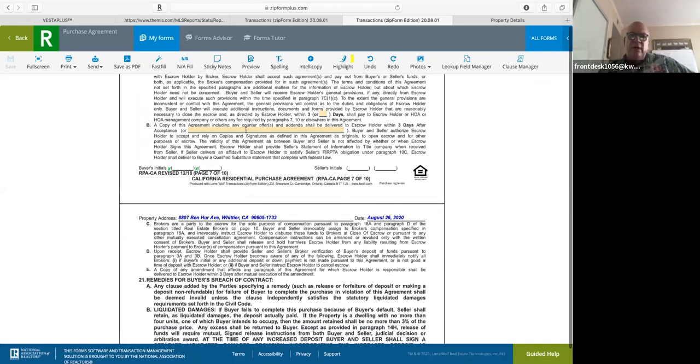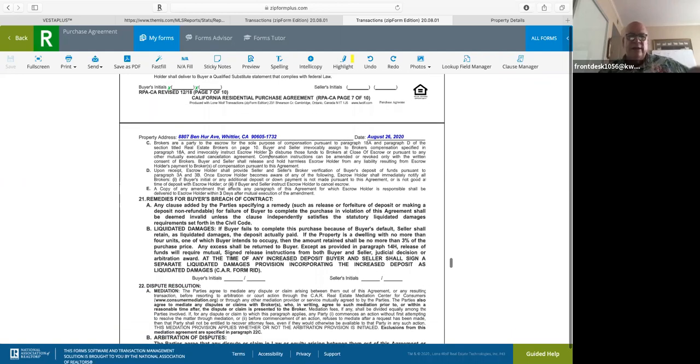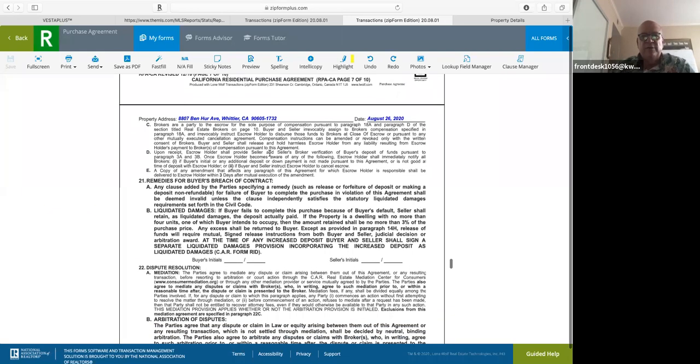Down here, this clause, you would just let it default to 3 days. That means that you're going to get a copy of this purchase agreement once it's signed to escrow holder within 3 days. Ideally, you want to get it into escrow within 24 hours because the clock starts ticking for everybody and you want escrow to have it as soon as possible.